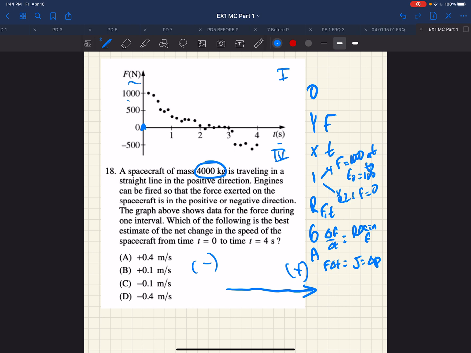Which of the following is the best estimate of the net change in speed of the spacecraft from 0 to 4 seconds? So the change in speed is going to be related to the change in momentum. So delta P equals m delta V. We know the mass is 4,000. And if we want the delta P, well, that is the area.